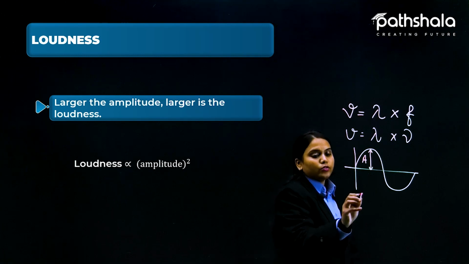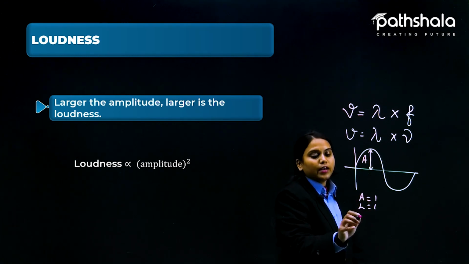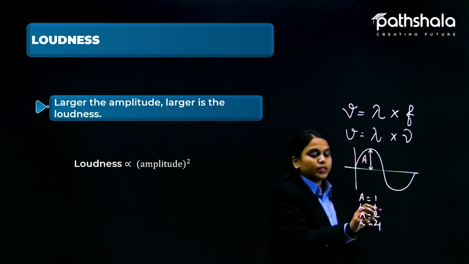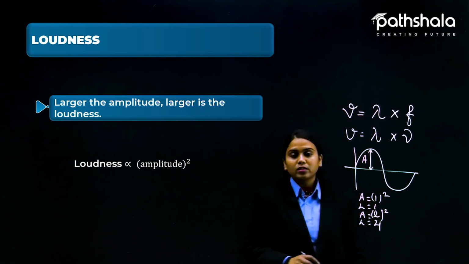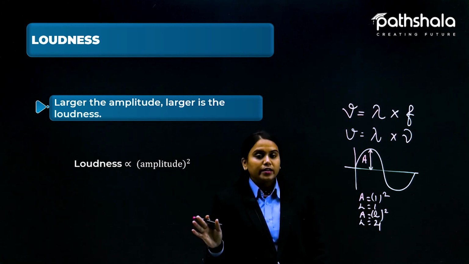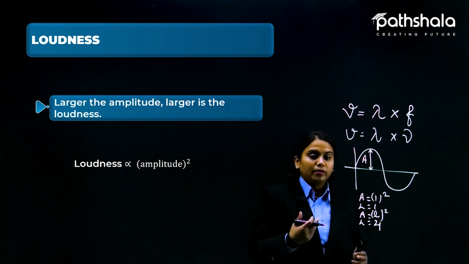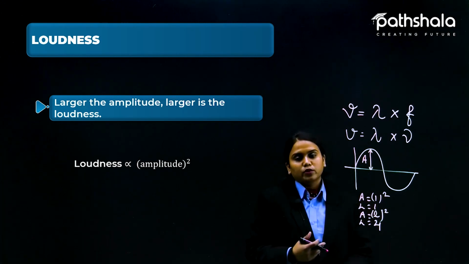Like if amplitude is 1, then loudness will also be 1 decibel, and if the amplitude is 2, then loudness automatically will become 4. How? Because it is a square. Loudness is the square of it, and 1 का square 1 ही होता है, so it is not going to change, and it is not going to matter at all. But in case it is going to be double, now loudness will become 4 times the previous one.